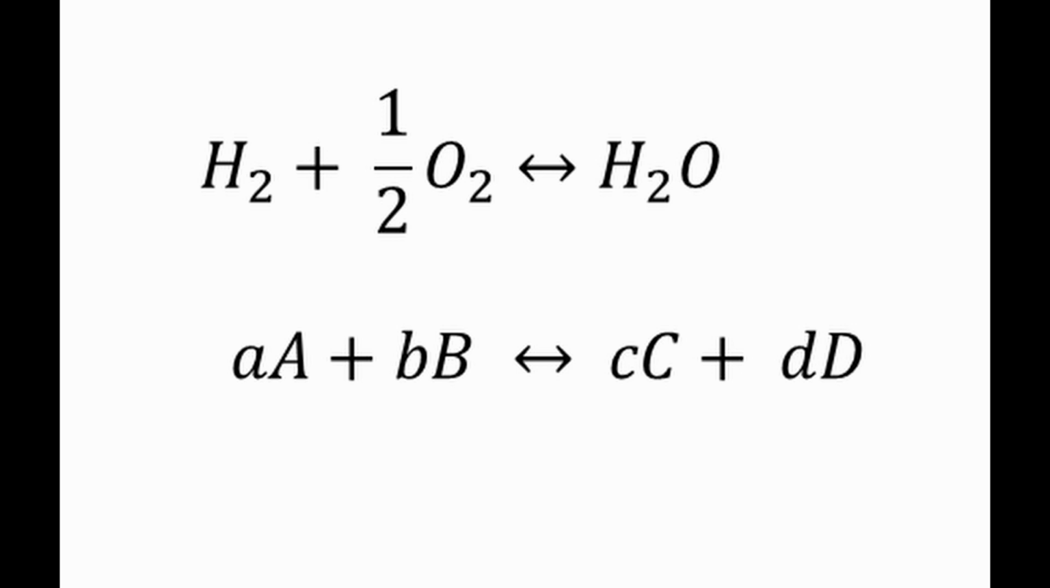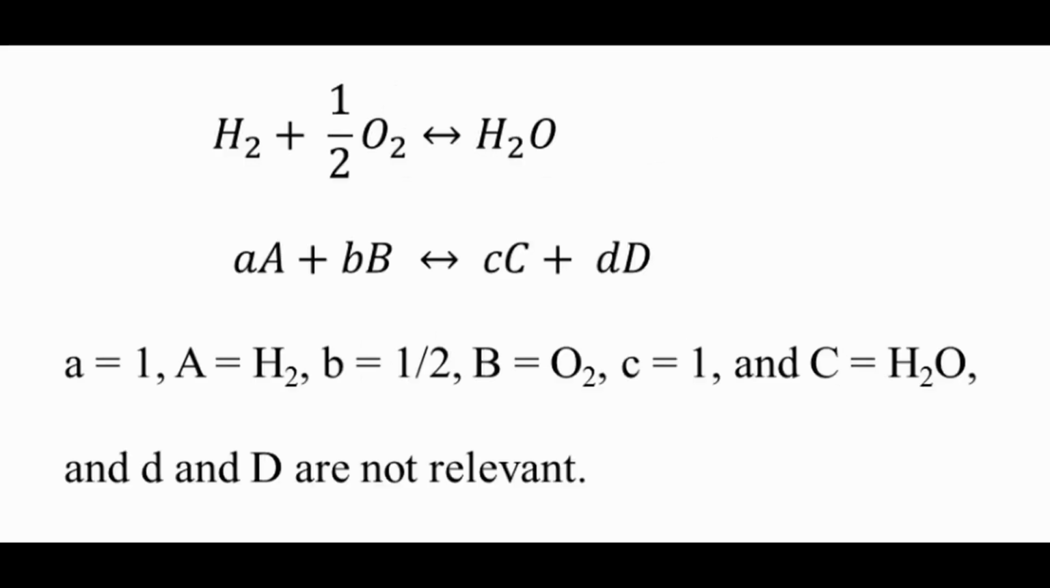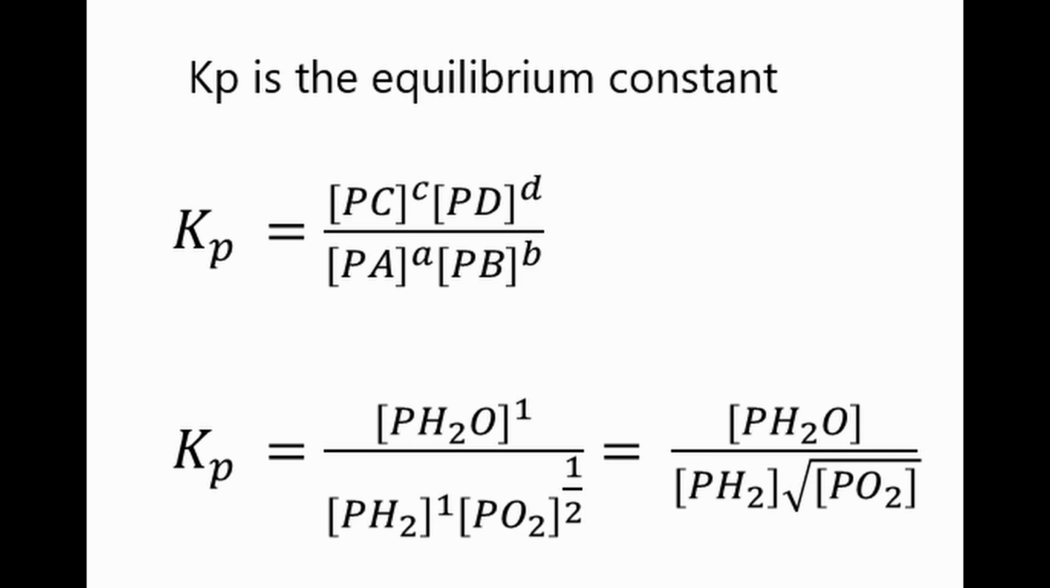The small letters indicate mole fractions. The capital letters indicate species. In the case of the water reaction, a equals 1, capital A equals H2, b equals 1/2, capital B equals O2, c equals 1, capital C equals H2O, and the remaining terms are not relevant. For the relevant species, the chemical equilibrium constant, Kp, has the forms shown. Inside the brackets, we would enter the partial pressure of each chemical species.